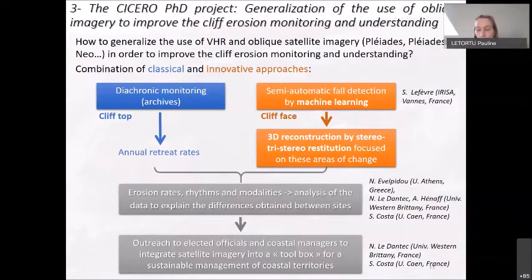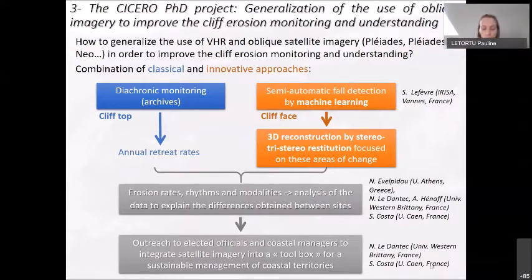From the segmentation result and from stereo and tri-stereo image acquisition, we will be able to reconstruct in 3D the cliff face, focusing on the areas of change. The previous steps will provide erosion rate, erosion rhythms, and erosion modalities. The analysis of the erosion data will be carried out to explain the differences obtained between sites.